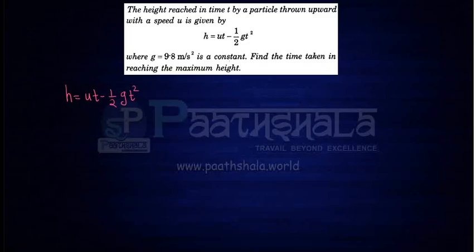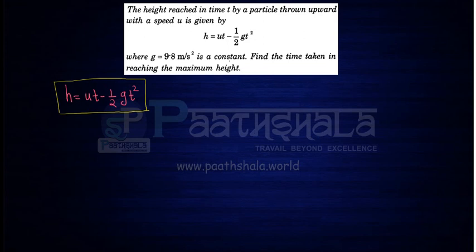So let's take a look at the equation for the height of a particle thrown upward with an initial velocity u. That is h equals ut minus half gt squared. Here h is the height at time t, u is the initial speed or the initial velocity of the particle, g is the acceleration due to gravity which is given to us as 9.8 meters per second squared, and t is the time. So u and g are constant here because u is the initial speed which is known to us.